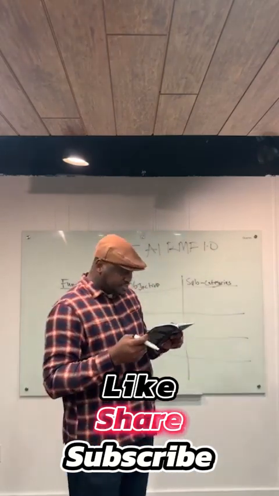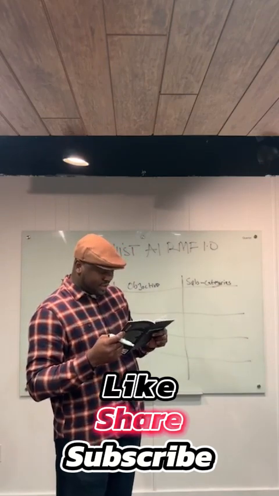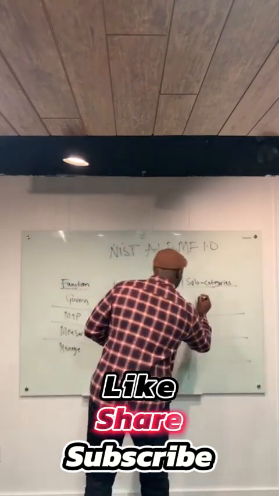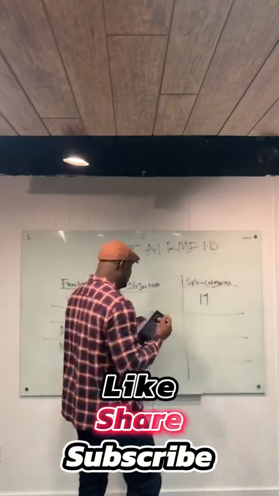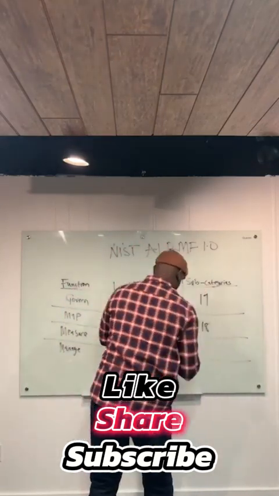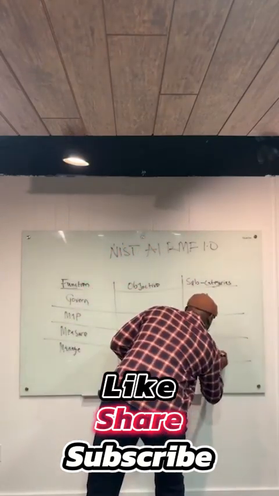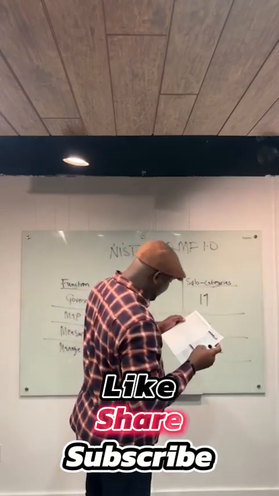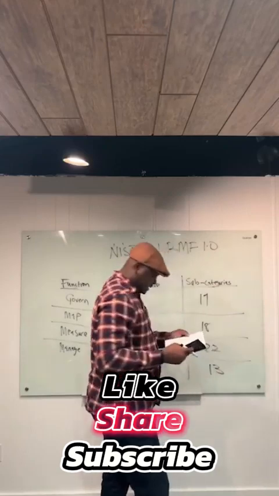Then there is a value for the subcategory. For govern, the subcategory is 19. For map, the subcategory is 18. And for measure, the subcategory is 22. And for manage, the subcategory is 13. Okay, let's continue.